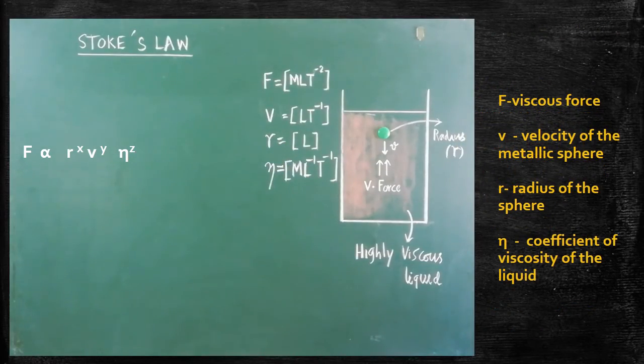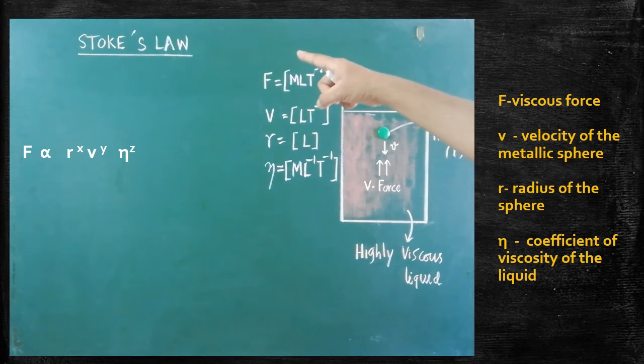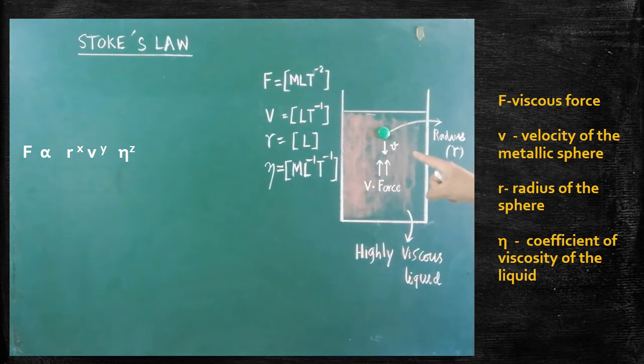Now we are going to derive the expression for Stokes' law. By using Stokes' law, we are able to measure the viscous force acting on the spherical body when it is moving through a highly viscous liquid. Here, when the spherical body is moving through the liquid, its velocity could be taken as v. Here, that viscous drag is acting in the upward direction.